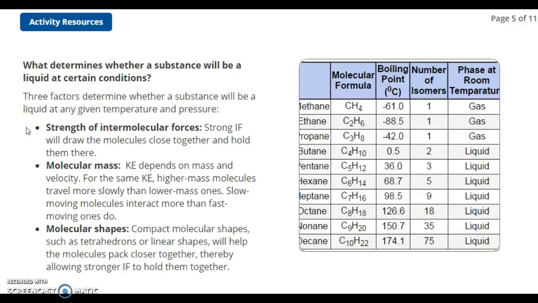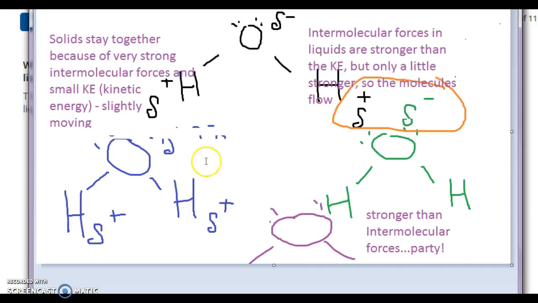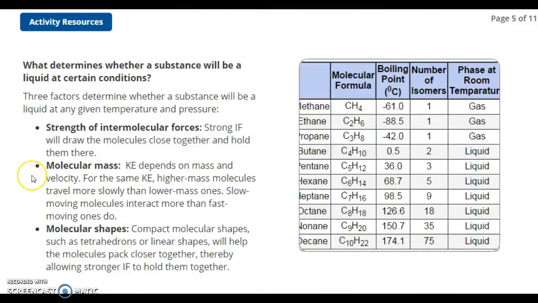So strength of intermolecular forces. Strong intermolecular forces will draw the molecules close together and hold them there. So some molecules just want to be close together or lined up in a certain way, like water wants to be lined up like this because of the partially positive and partially negative ends.